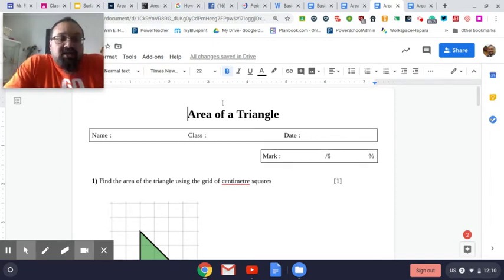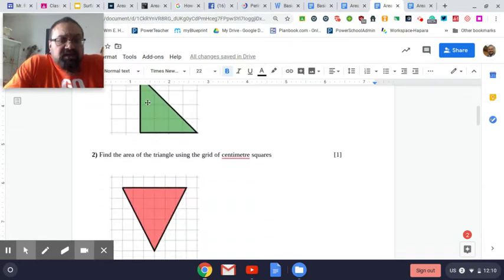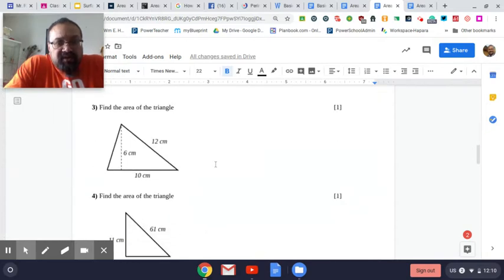So the area of the triangle sheet, same thing, starts off easy, just counting individual grid sections, and then it moves to actually doing the math. Find the area of the triangle. If you remember, in question 3 here, all it is is base times height divided by 2. Base is 10, height is 6. 6 times 10 is 60, divided by 2. You'd put 30, but you'd put 30 centimeters squared.